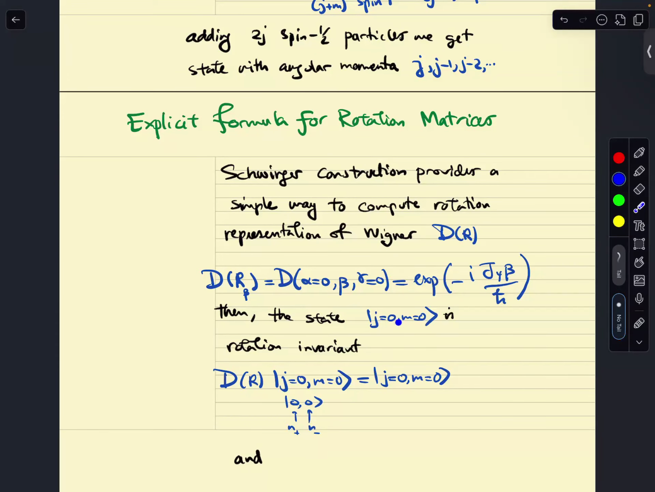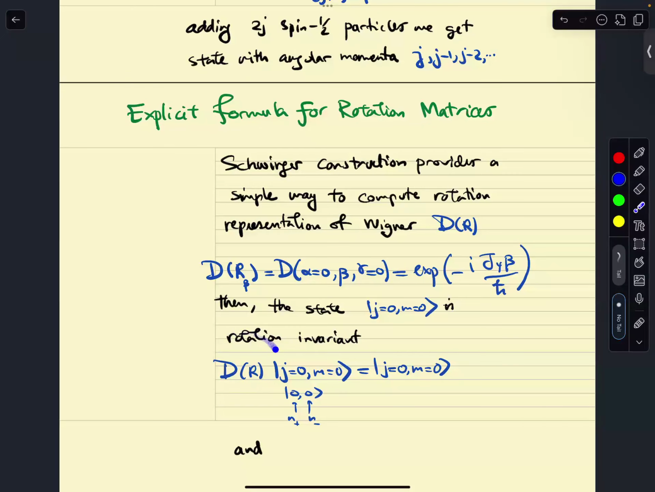So the state that is J equals 0, M equals 0, sometimes called S wave, is a state with no spin. It's rotation invariant. It corresponds to the ket in the oscillator model 0, 0. Right? Because J is N plus plus N minus, and M is N plus minus N minus. If you want both of them to be 0, the only way is that N plus is 0 and N minus is 0. So this is a vacuum. It's rotation invariant. What we're going to do is calculate an arbitrary rotation of this vector.